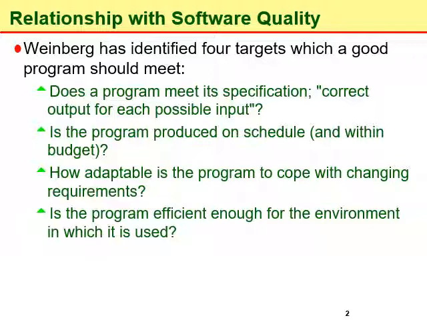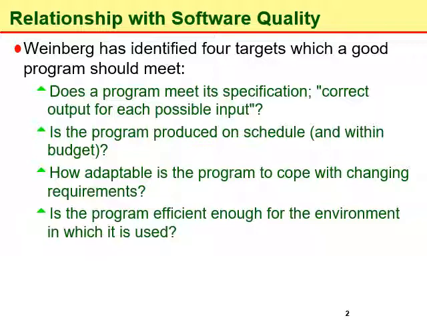Weinberg has identified 4 targets which a good program should meet, and in fact these are indicators of code quality as well. The first one is, does a program meet its specifications, like correct output for each possible input? If a program meets its specifications or produces the correct outputs, it is considered to be a quality program, and that's what we had discussed in our definitions of software quality.